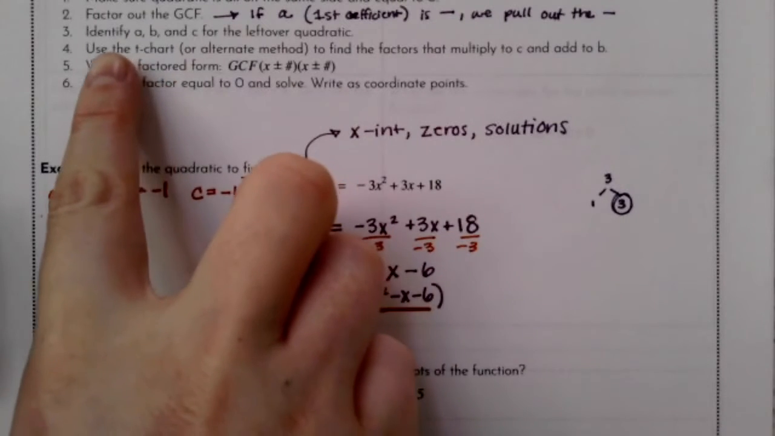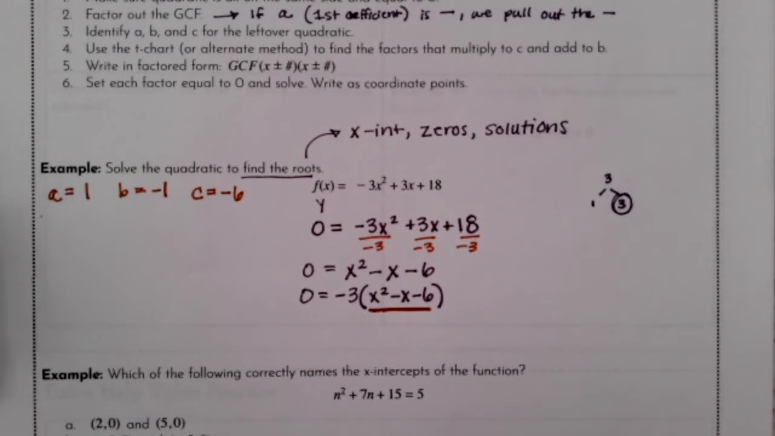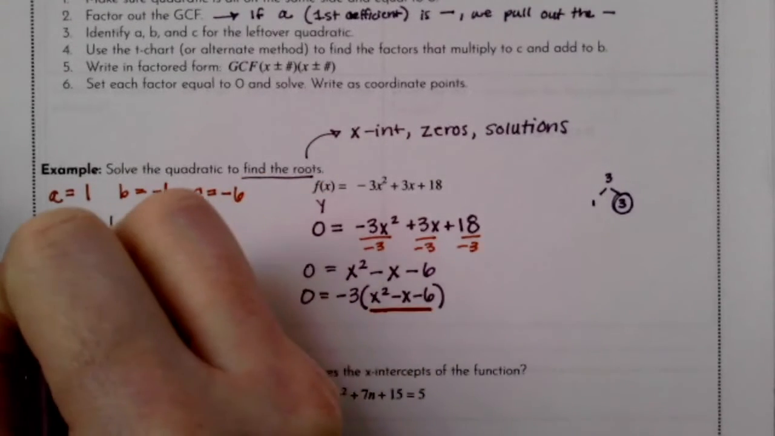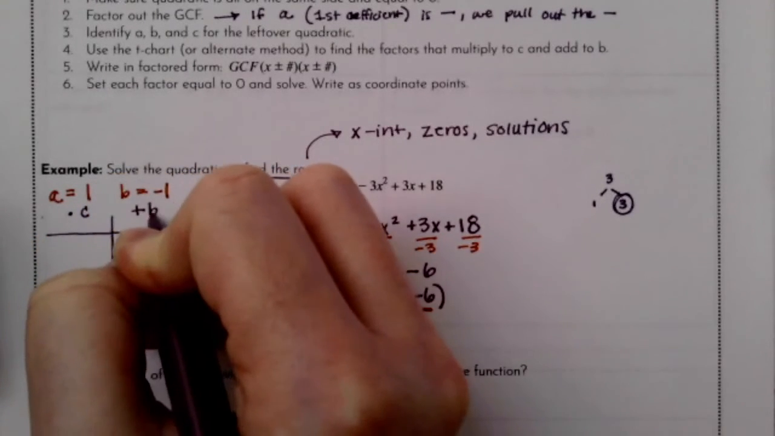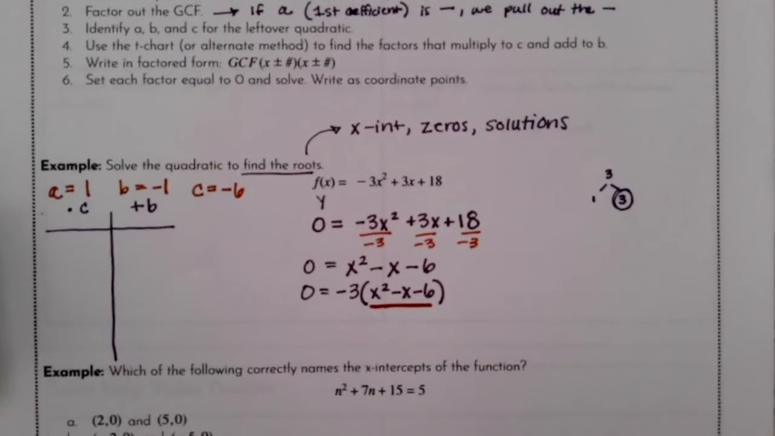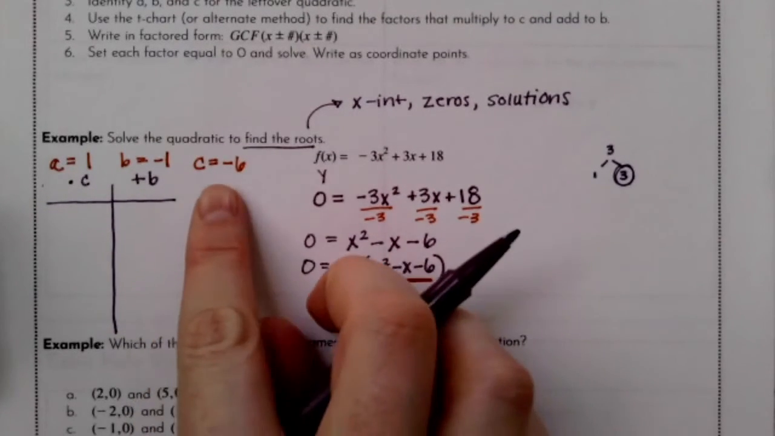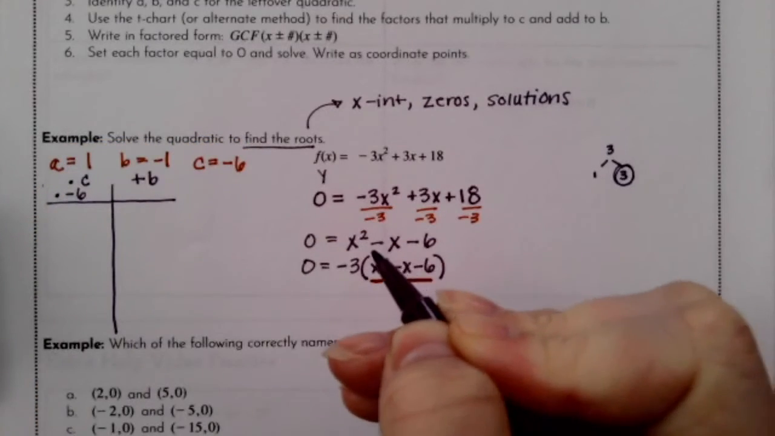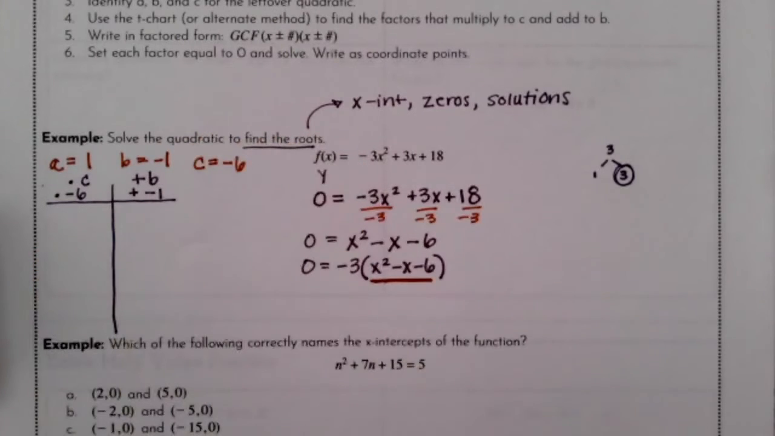And now we're going to use our t-chart to find the factors that multiply to C and add to B. So remember, we draw our little t, and over here I want the numbers that multiply to C, and over here add to B. So my C value is -6, so I want the numbers that multiply to -6, and my B value is -1, I want the numbers that add to -1.